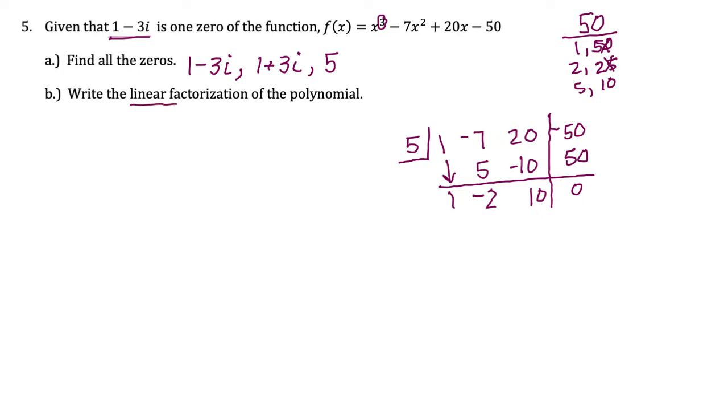Now our linear factorization is just putting this together in parentheses. So we're going to say x minus 5. We're going to say x minus 1 minus 3i. And then x minus 1 plus 3i. All right, moving on.